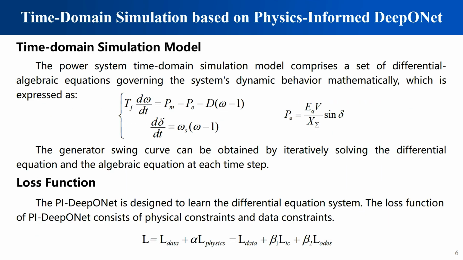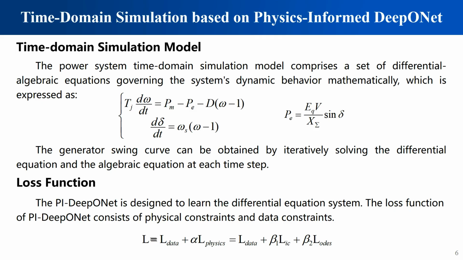The time domain simulation model is written as differential algebraic equations. The first differential equation is the swing equation for speed. Tj times d omega over dt equals mechanical power Pm minus electrical power Pe minus damping d times omega minus 1. If mechanical power exceeds electrical power and damping, the rotor accelerates. If electrical power dominates, the rotor decelerates.